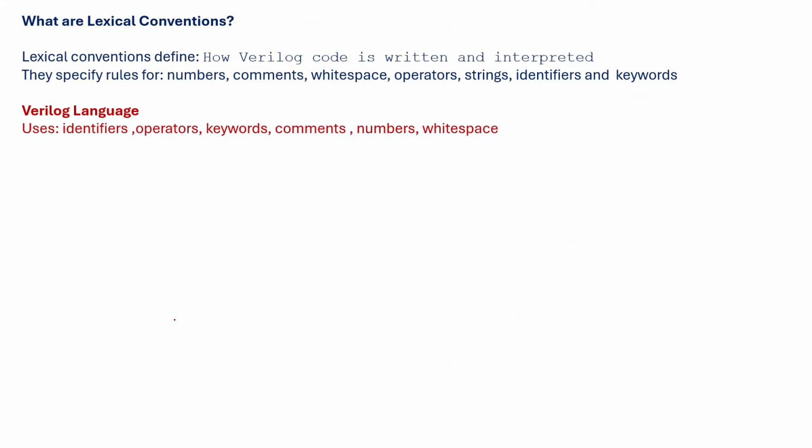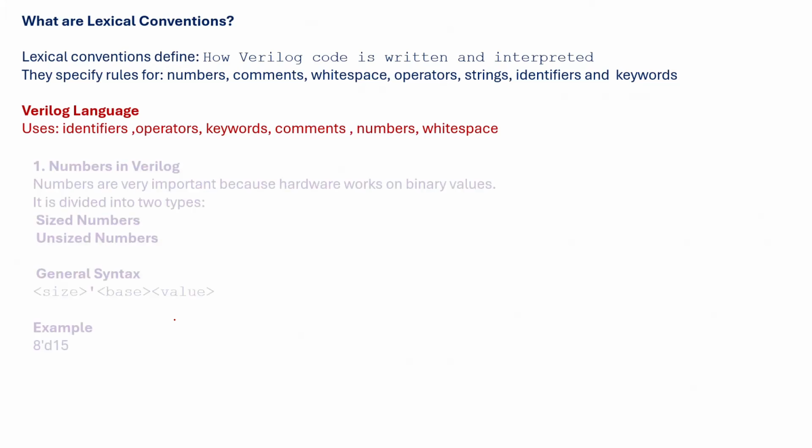See, the Verilog language uses identifiers, operators, keywords, comments, numbers, white spaces. All these things are used. What are numbers? Numbers in Verilog are used for whatever number you want to represent. That is the main thing. Suppose I want to drive one value by using one variable. At that time, I need a number.